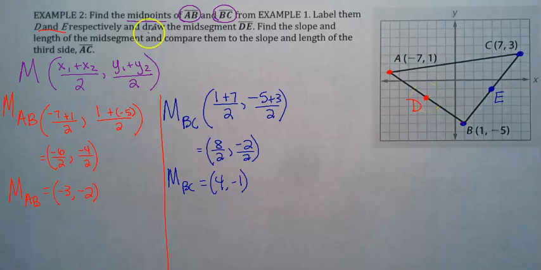Okay, so then we're supposed to draw mid-segment DE. So we just draw this across here. Ta-da! I'm actually going to go ahead and label this. E was 4, negative 1. And D was negative 3, negative 2. It'll be helpful, because then it says, find the slope and the length of the mid-segment. So that's DE. We got more work to do.